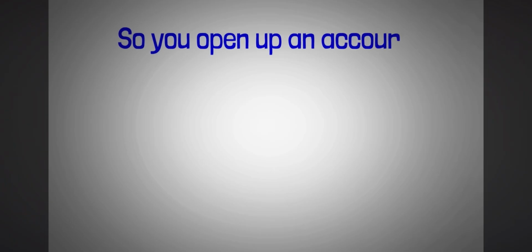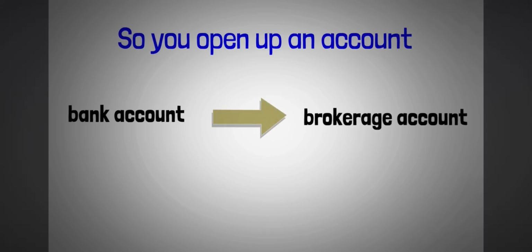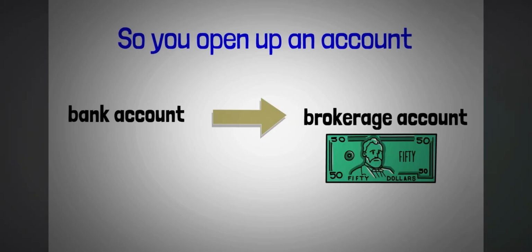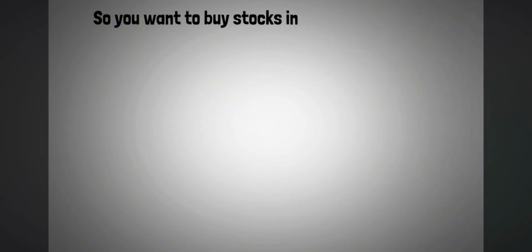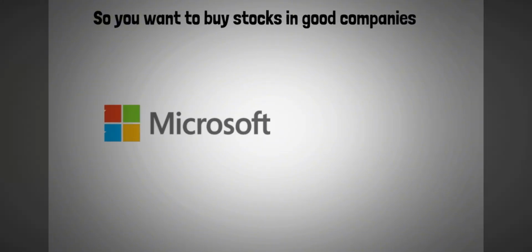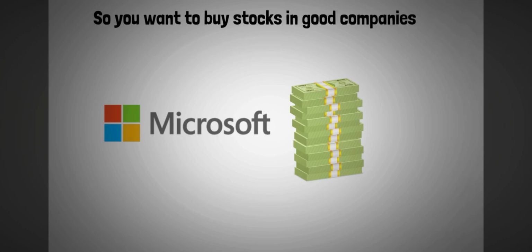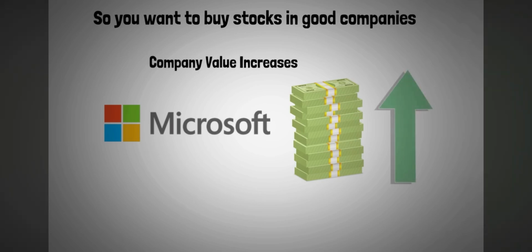So you open up an account, and then you transfer money from your bank account to your brokerage account, and then you're going to have money in your brokerage account, and then you're going to be ready to buy stocks. So you want to buy stocks in good companies. That's because if a company does well, then the value of the company increases. If the value of the company increases, then the price of your stock goes up.